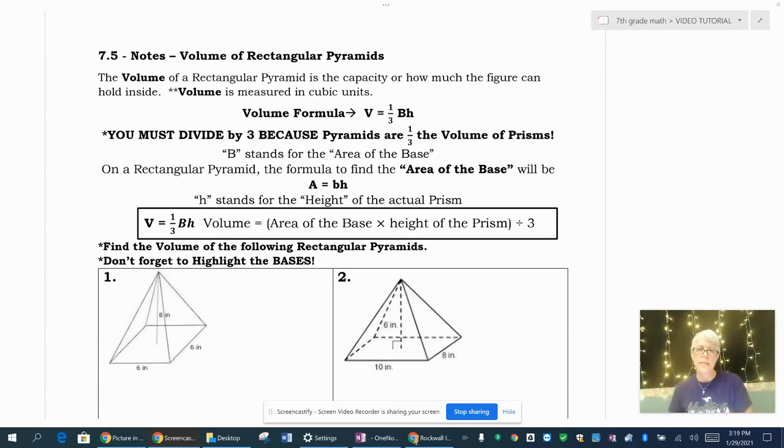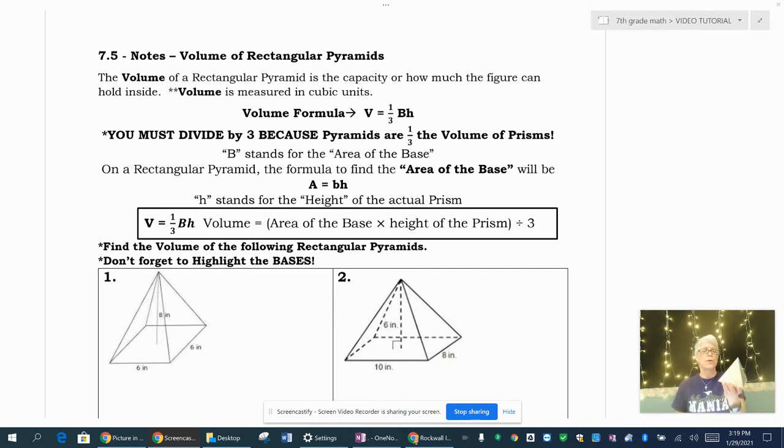Hey guys, today we continue our study of three-dimensional objects. We looked at surface area, which is finding the area of the entire outside of a three-dimensional object. We looked at the nets of objects. Here's a net right here of a triangular prism. And then we found the volume of prisms, volume of triangular prisms, volume of rectangular prisms. And today, we're going to find the volume of pyramids.